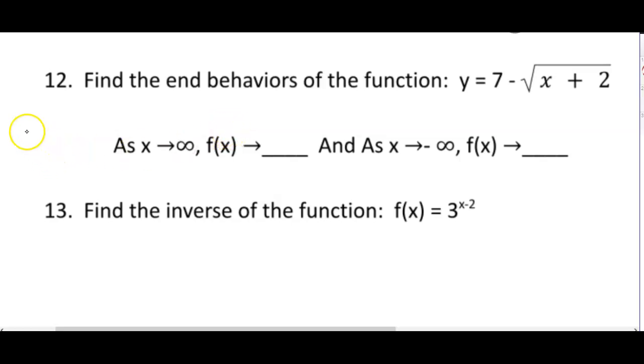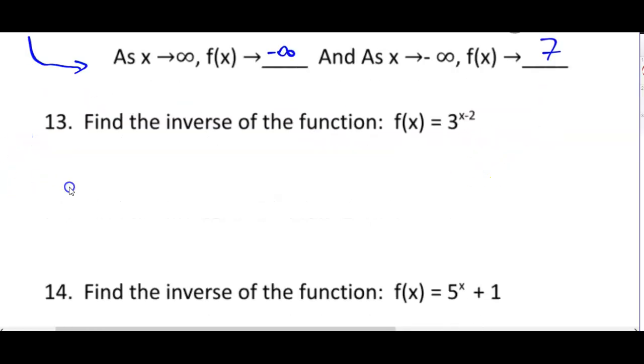So again, that graph looks like this, right? So as x goes to infinity, to the right, the function is going down to negative infinity, and as x goes to the left, remember it went up to 7. Alright, that's as high as the function can go.